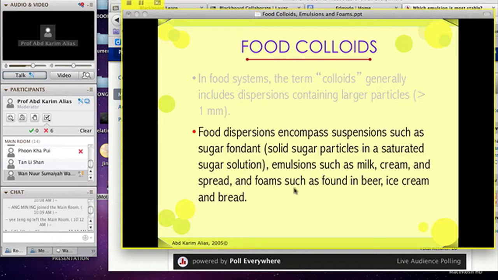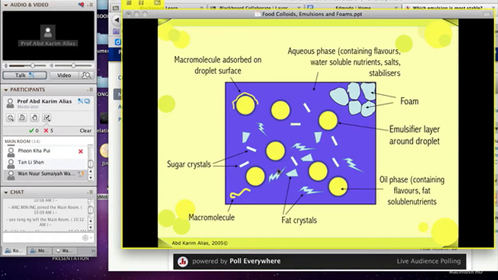We have foam. We have all sorts of other things, colors and so on. So what we have in food is actually a complex emulsion, such as shown in this diagram. For example, we have an oil-in-water emulsion, but at the same time we have sugar dissolved in the aqueous solution. We can have foam. So this diagram is actually one food that can represent this kind of system. A good example is ice cream.